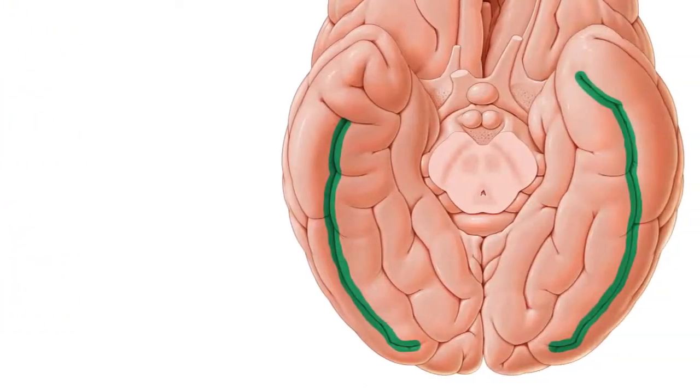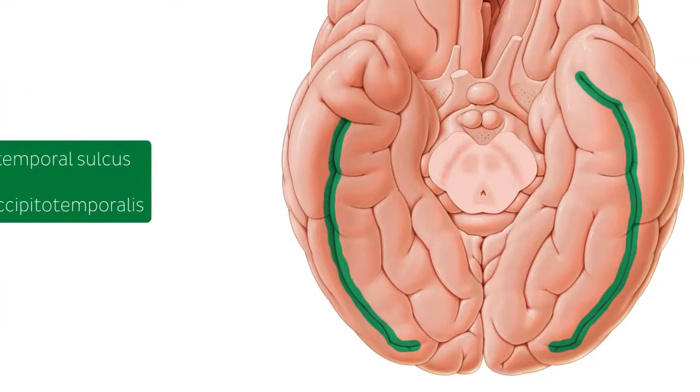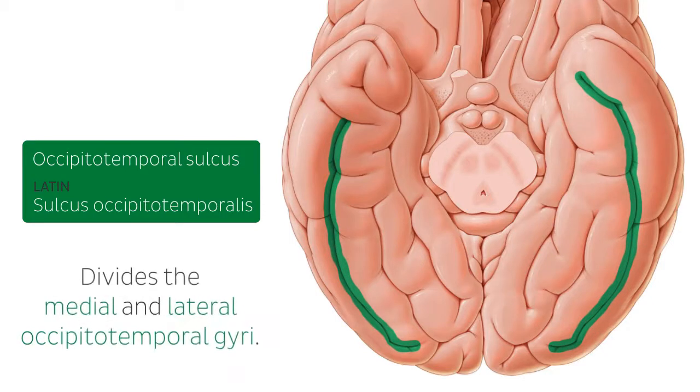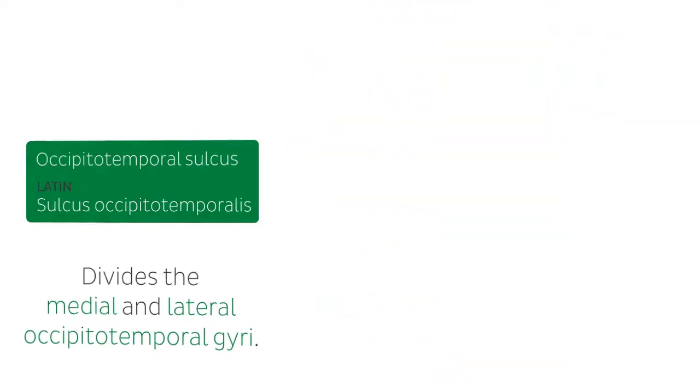The next structure we're going to be highlighting here is known as the occipitotemporal sulcus. Now, immediately medial to the inferior temporal sulcus, we see this one here that we're now highlighting. Now, this furrow divides the medial and lateral occipitotemporal gyri, and it is located on the inferior aspect of the brain, lateral to the collateral sulcus, which happens to be the next highlight here.